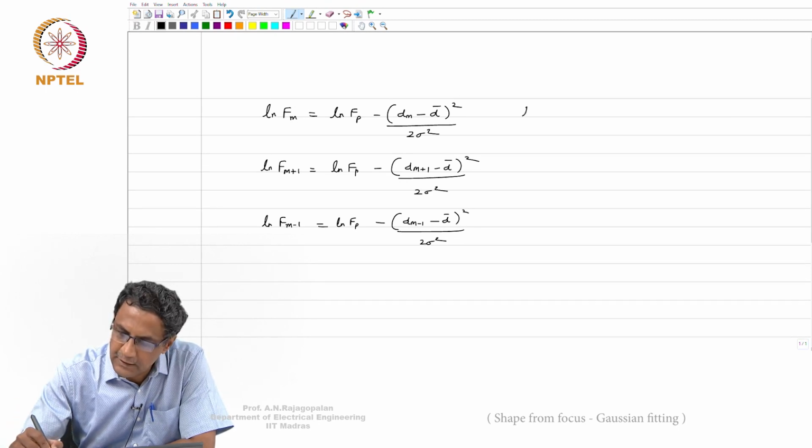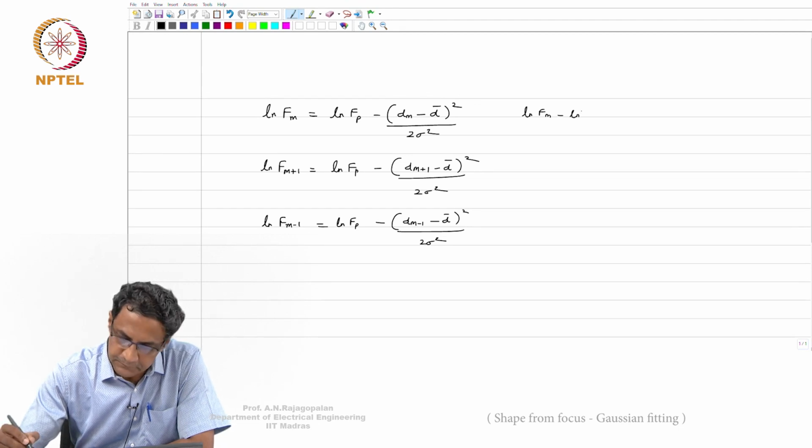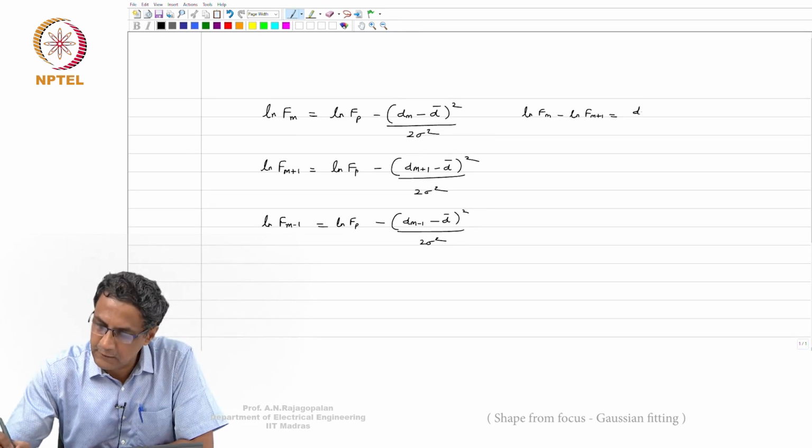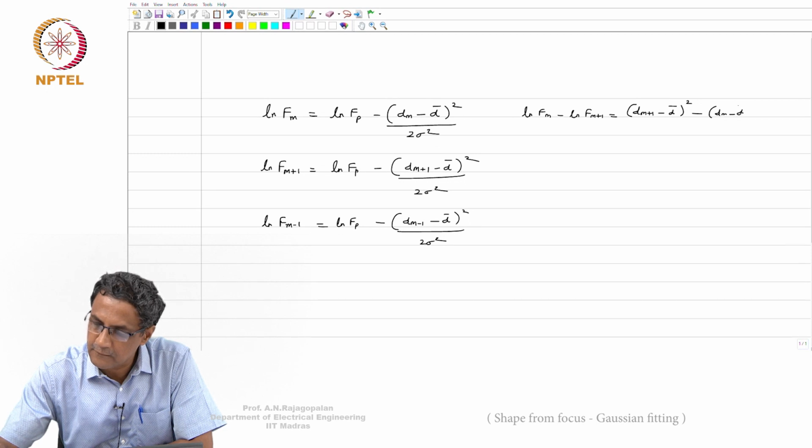So just do ln of fm minus ln of fm plus 1. That will knock off your fp and you'll get dm plus 1 minus d bar the whole square minus dm minus d bar by 2 sigma square.